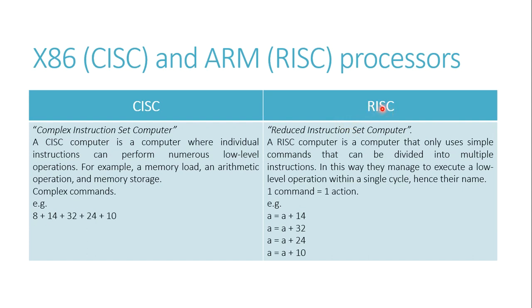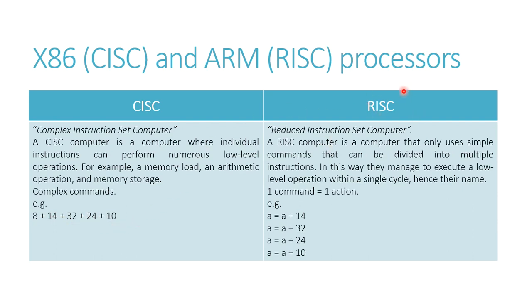I'm going to give a simple example to understand it. Let's imagine that we have a processor that has the necessary electronic circuitry to add two numbers. Using the CISC design, we could ask the processor to do the sum 8 plus 14 plus 32 plus 24 plus 10. The processor would accept this command and do several sums, one after the other, before giving us the result. We can ask our processor for a sum of many numbers.